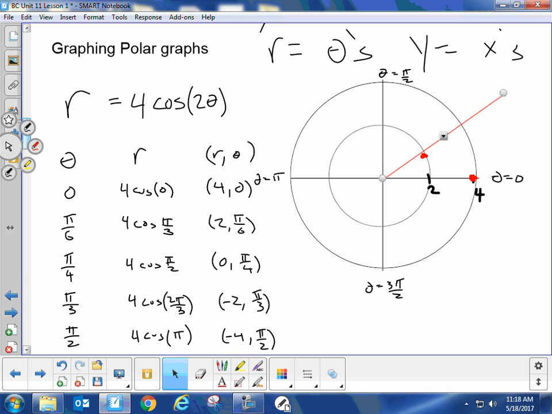Think, when we get to the origin, a lot of students make the mistake. They forget about the angle. But here we are at the origin. And then all of a sudden we got some negative radiuses. I go to pi over 3 and I get negative 2. And then I go to pi over 2 and I get negative 4.